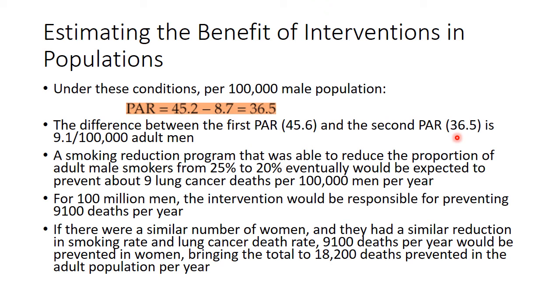But anyway, basically you're saying that if you would extend that out to, say, 100 million men, the intervention could be responsible for preventing 9,100 deaths per year. Sounds like a pretty good intervention. If you were to apply that both to men and women, you can double that, assuming they had similar rates of smoking and similar lung cancer death rate, and you could estimate that you'd be saving 18,200 deaths, or preventing that many deaths per year. Right, so using these kinds of estimates, you can say, okay, this is the potential impact we think we're going to have, and that could justify either funding or potential policy or things like that to have these interventions being made.